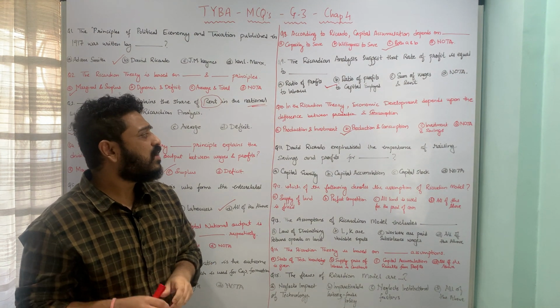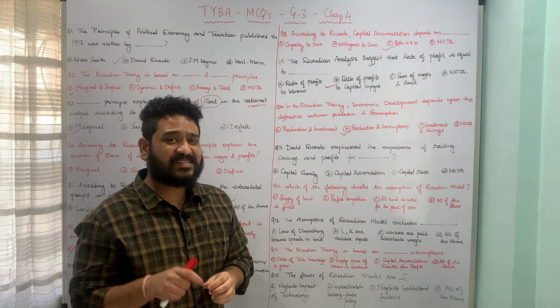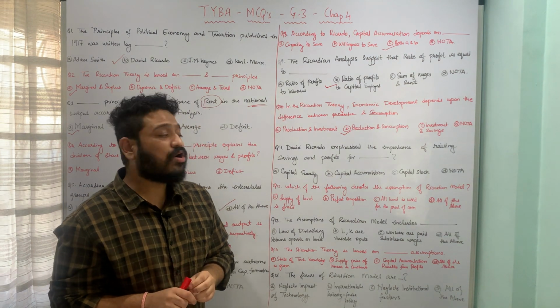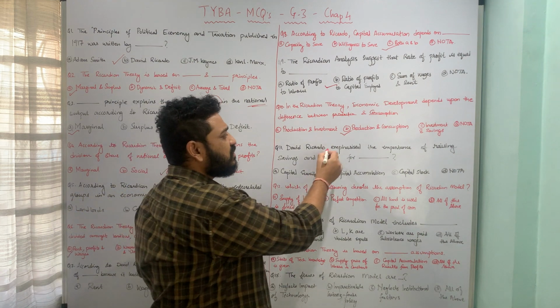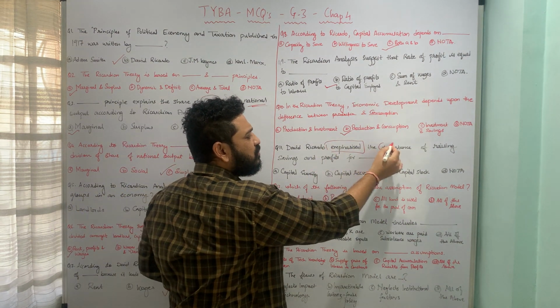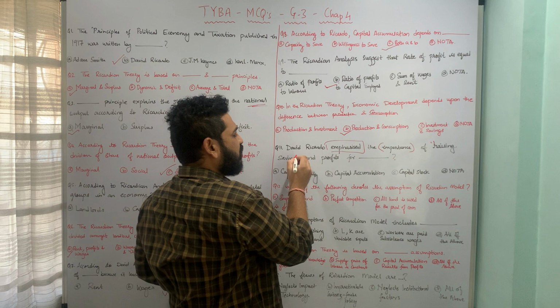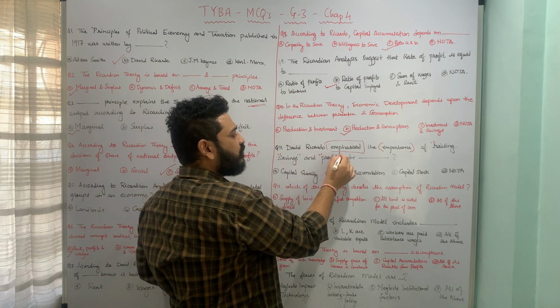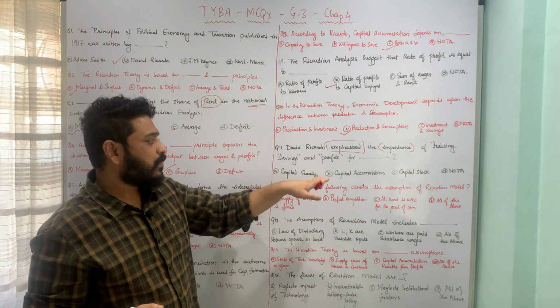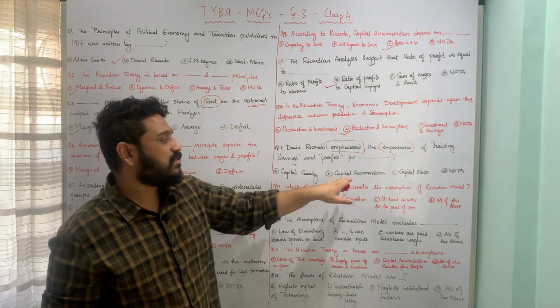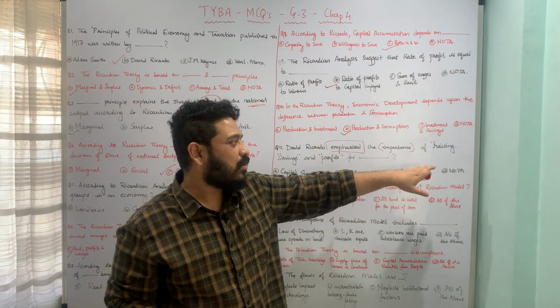The next one is, David Ricardo emphasized the importance of raising savings and profits for what? He emphasized the importance of raising savings and profits for A, capital scarcity, B, capital accumulation, C, capital stock, or D, none of the above.